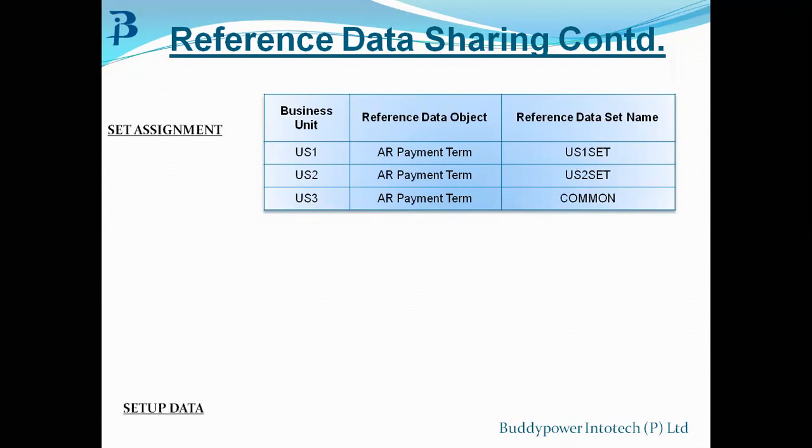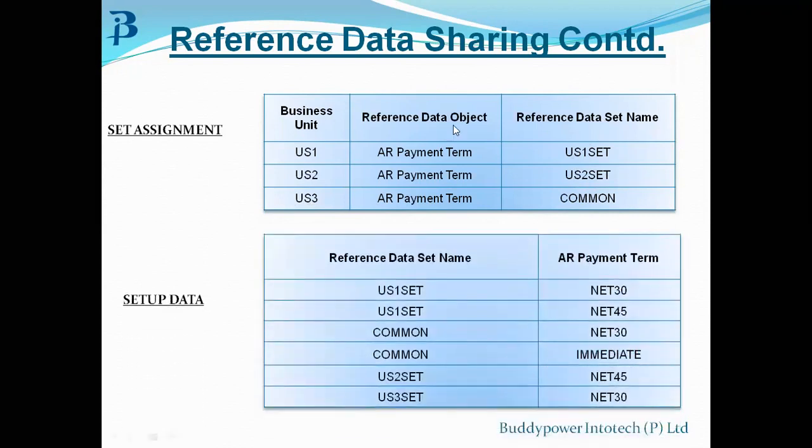Okay, let's now see. We have set up data saying the reference data set name US1 set, net 30. Here, net means this is a payment term. Ravi, do you know what net 30 means? No, ma'am. Durai, would you like to explain it? Net 30 means, for this vendor, we have to pay within 30 days. 30 days is a payment term. Basically, payment is due 30 days after the invoice date. That is net 30.